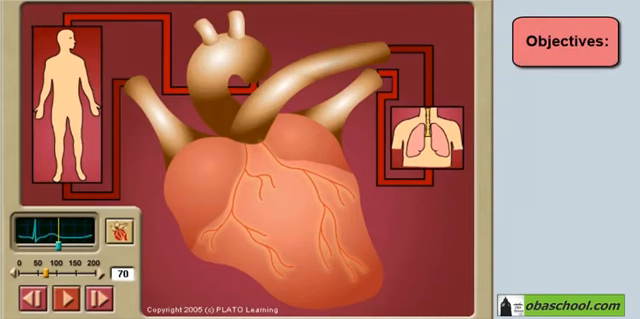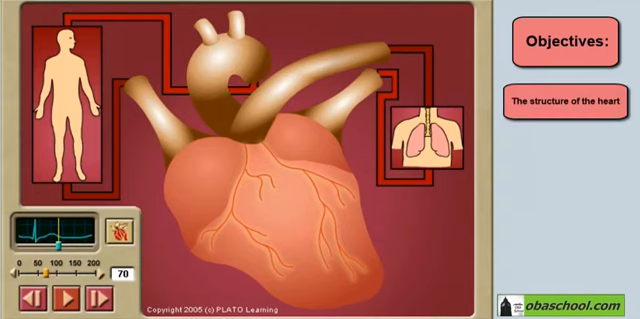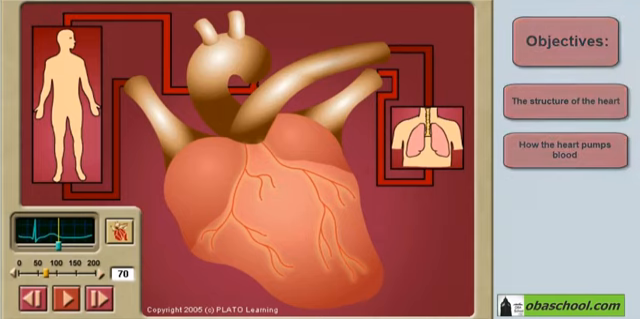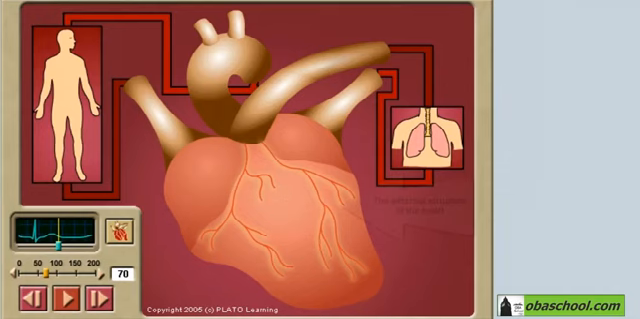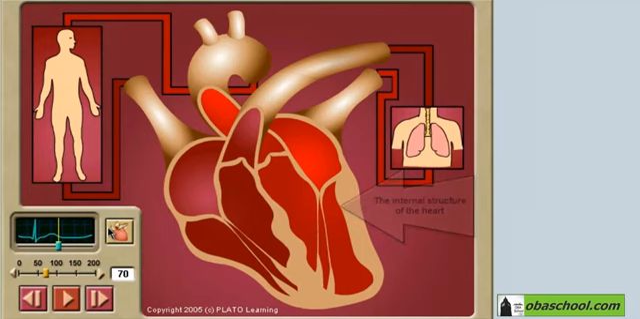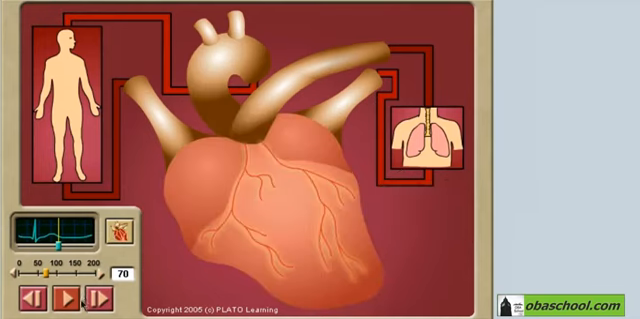We are going to look at the heart, see the structures of the heart, and see how the heart pumps blood all over the body. So this is obviously the external structure of the heart. Now we can see the internal parts of this heart. I'm going to press play, and this heart is going to start pumping.